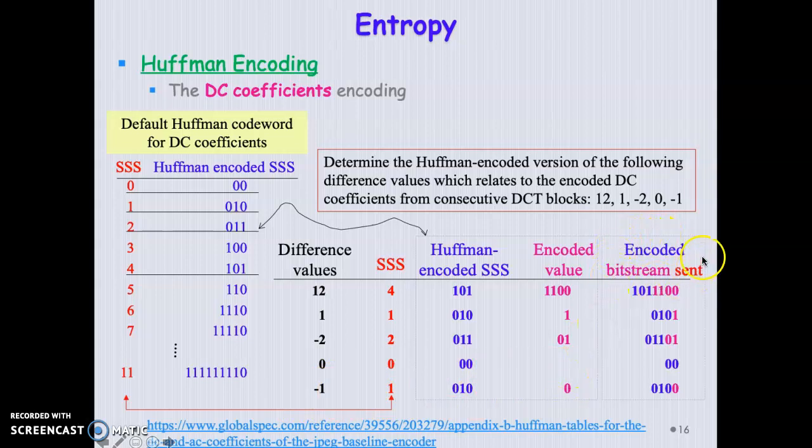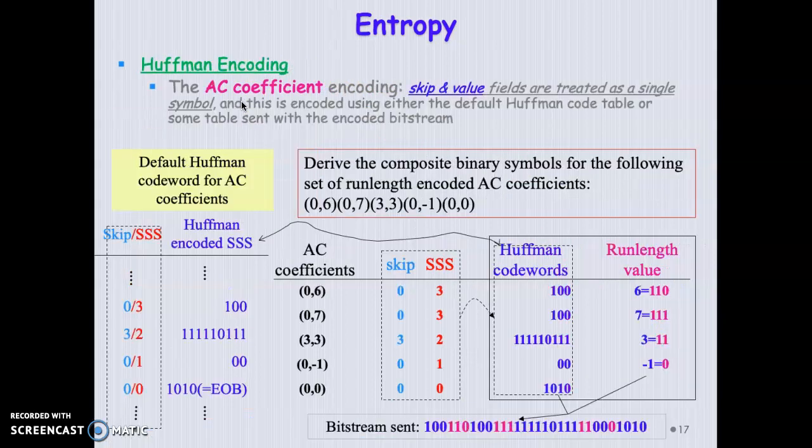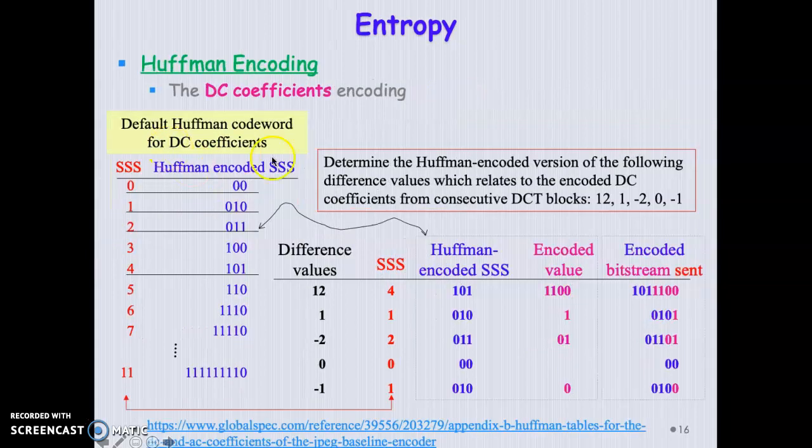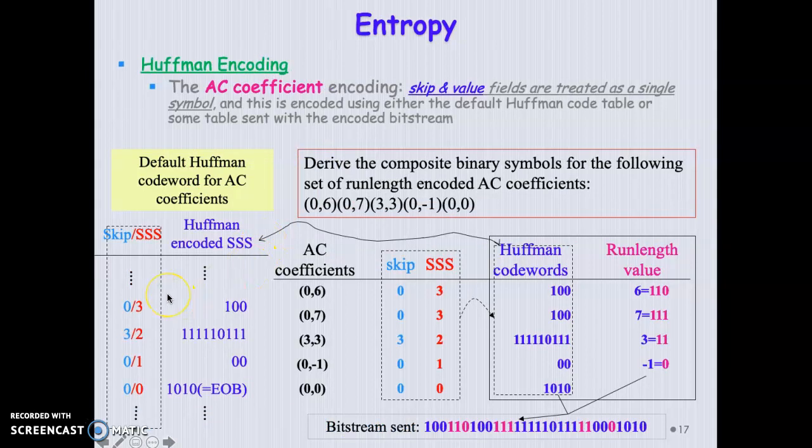So the bit stream that you encode to be sent is the combination of the Huffman code and the encoded value. This will be the encoded bit stream to be sent for the DC. For the AC, you will have the skip and value fields treated as a single symbol. Still you will have the default Huffman for AC. The default Huffman for DC is different from the AC.